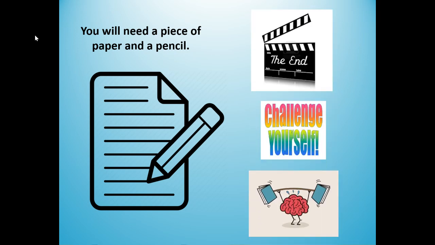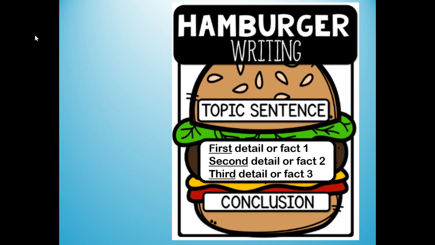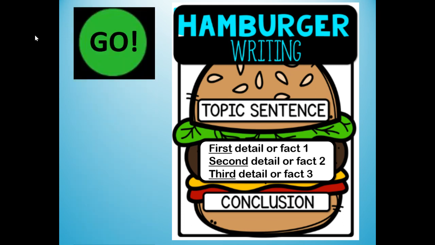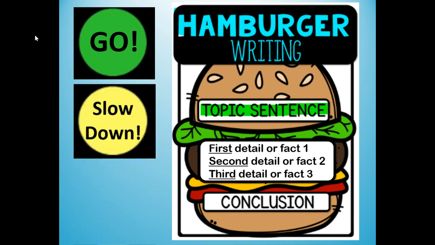Because at the end of our review, you're going to challenge yourself and we're going to do some hamburger writing. It doesn't mean we're actually going to write about hamburgers, but a hamburger is a good visual to talk about different parts of a paragraph. We're going to start out with our green sentence, and I'm going to give you your main idea or topic sentence about schools around the world. Then we're going to slow down and you are going to write your first detail or fact one sentence that supports the main idea or topic sentence.